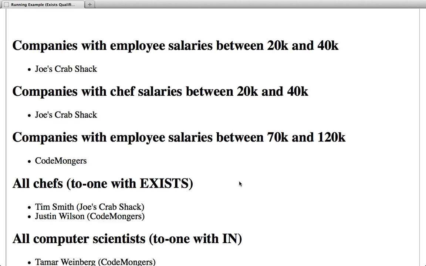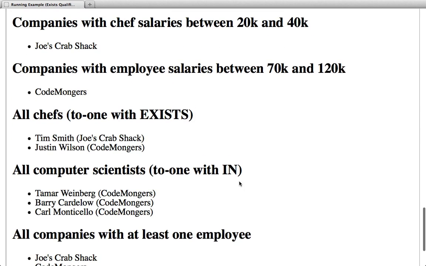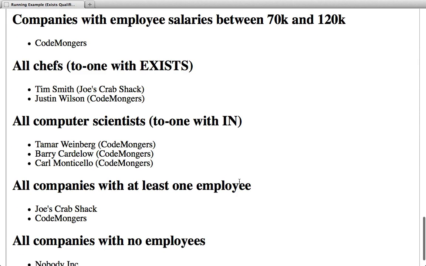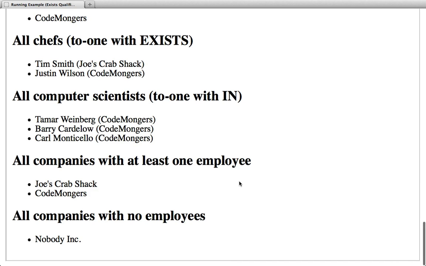So if you look for all chefs using the 2-1, you'll find Tim Smith from Joe's Crab Shack and Justin Wilson from Codemongers. All computer scientists using the in clause, using the 2-1, you find these people. All companies with at least one employee, and then all companies with no employees, the thing that we could never do. And it's one of those newbie questions like, why can't I find an empty to-many? You see it for many years, people say you can't do it. Well, if you use an exist, it's not that hard.